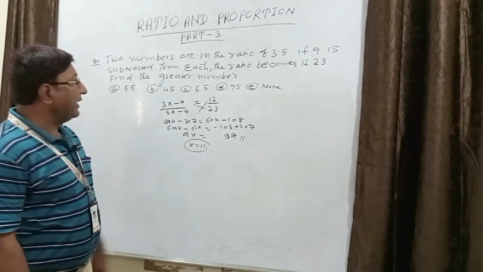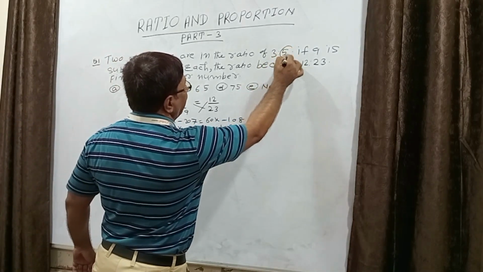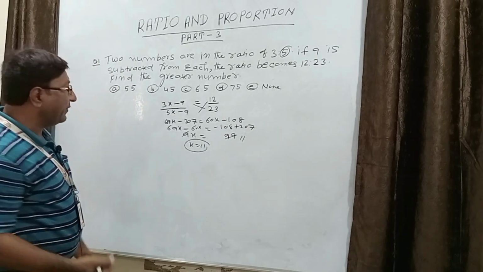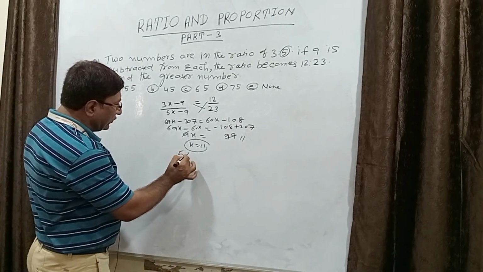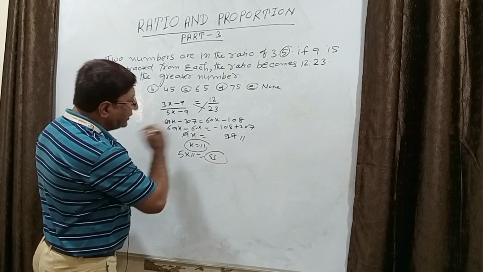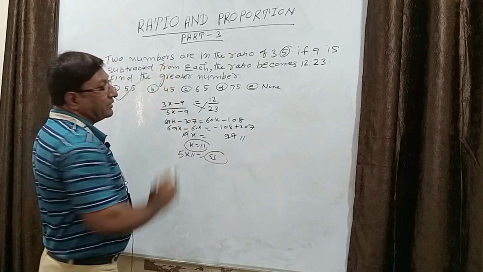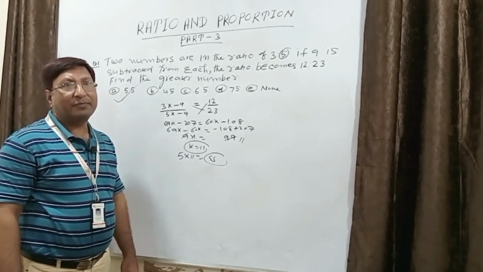Now we have to find the greater number. The greater number is the 5 in the ratio, so the greater number will be 5x. So our correct answer is 5 into 11, that is 55. So 55 is our correct answer.